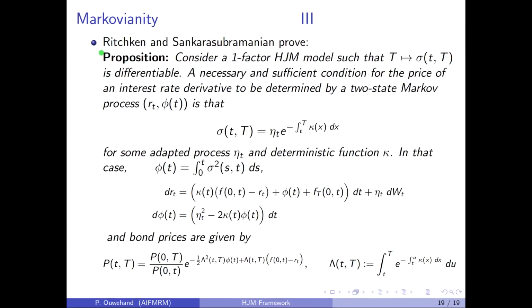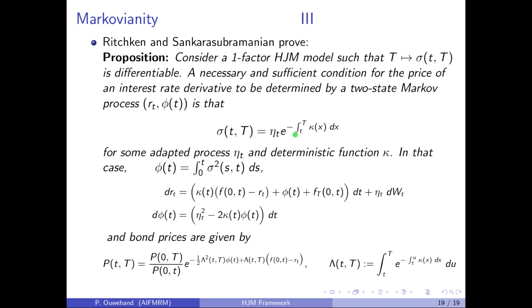Here is the result by Ritchken and Sankarasubramanian. If we have a one-factor HJM model with the property that the volatility structure is differentiable in the maturity variable, then a necessary and sufficient condition for the price of an interest rate derivative to be determined by a two-state Markov process R, phi is that sigma takes the following form, where eta here is an adapted stochastic process, which may of course be deterministic as well, and kappa is a deterministic function.